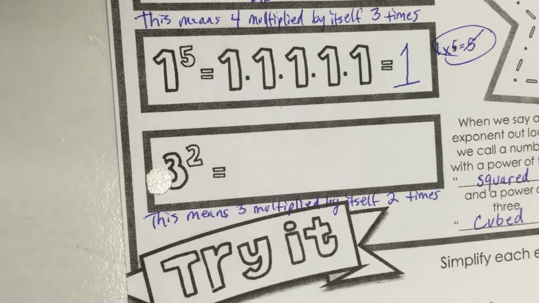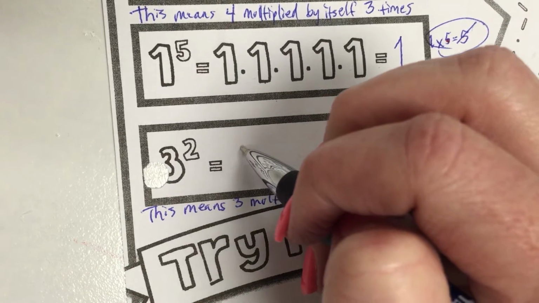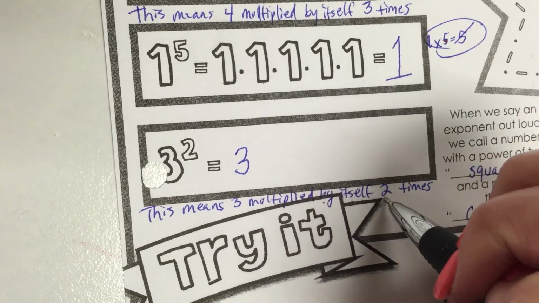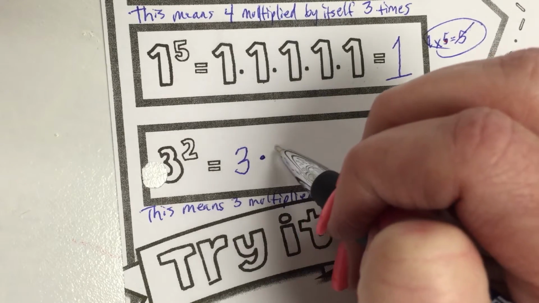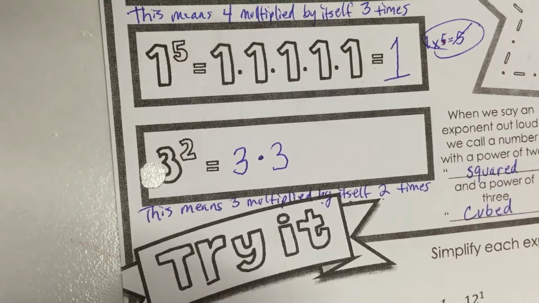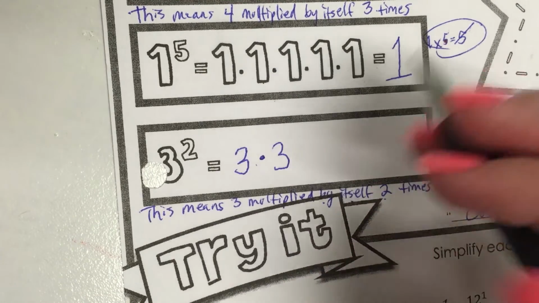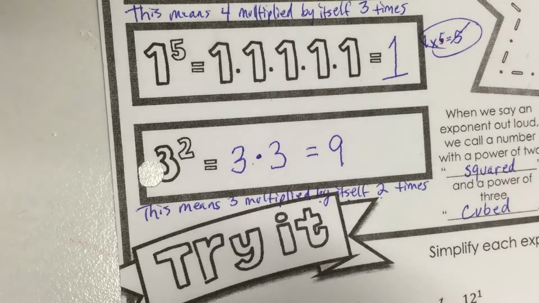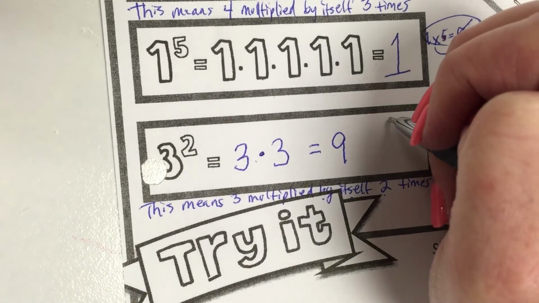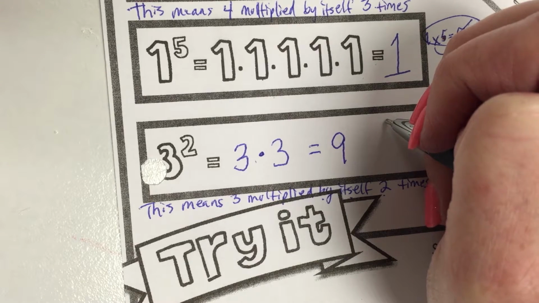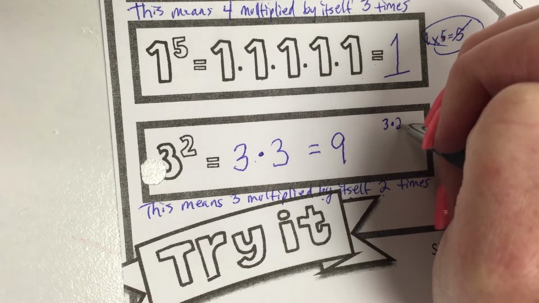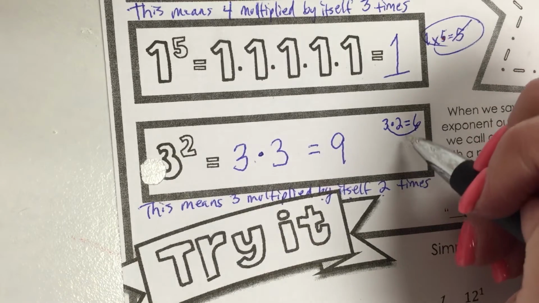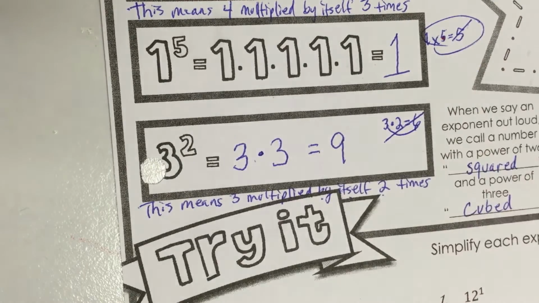What would that look like? Well, this is what we call expanded form. We're going to write out what it would look like. It would look like 3 multiplied by itself 2 times. So I do it 2 times. Now this tells me to multiply. So 3 times 3 is actually 9. If we take the exponent and multiply it by the base, we get a wrong answer. We get 6. Why? Because this is addition, and we don't want addition.